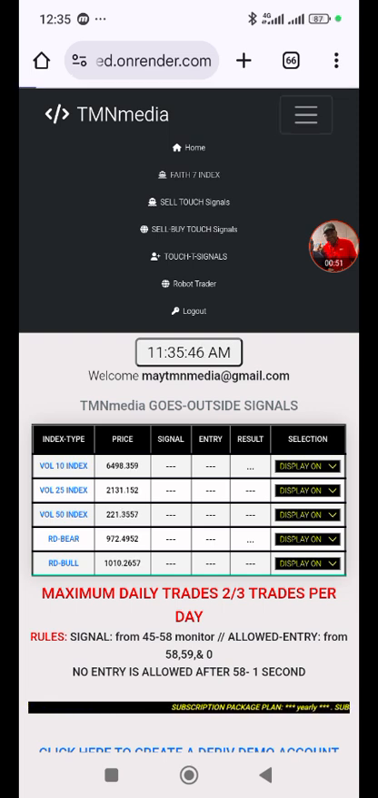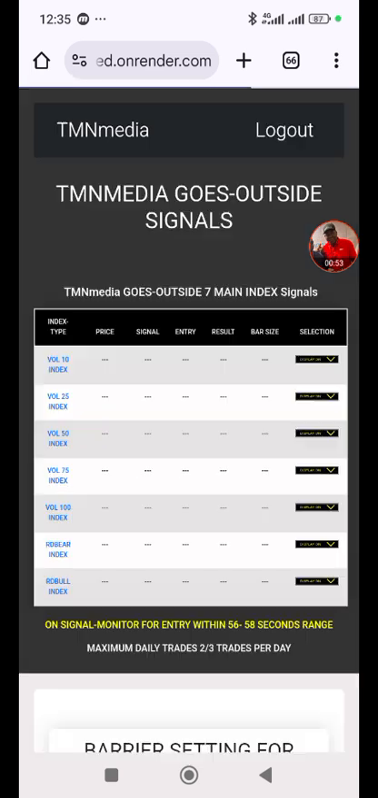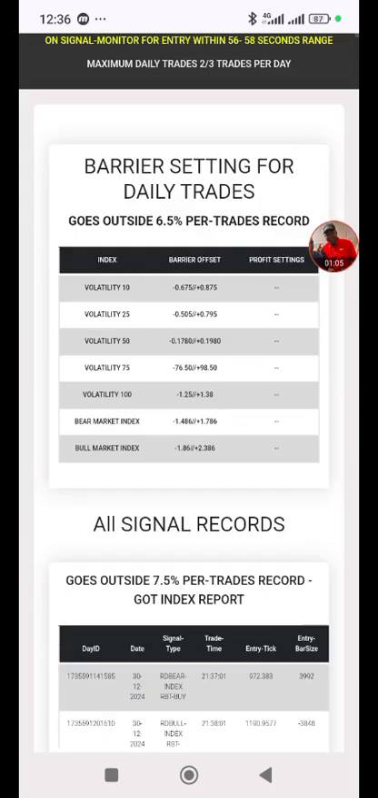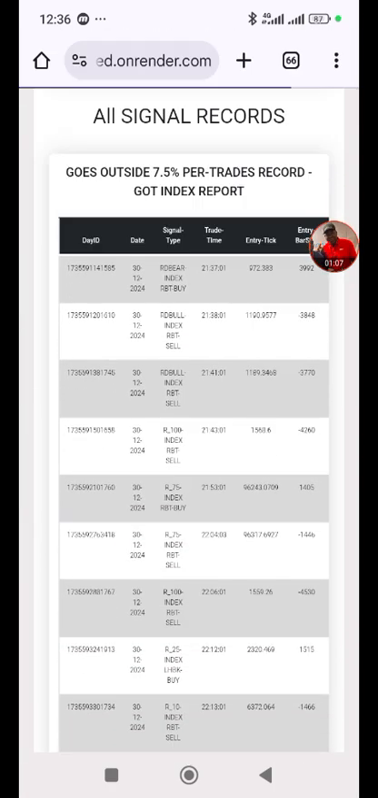Now, the goes outside of this one has more signals, and it has 7 indices instead of 5. It has a signal for more indices.